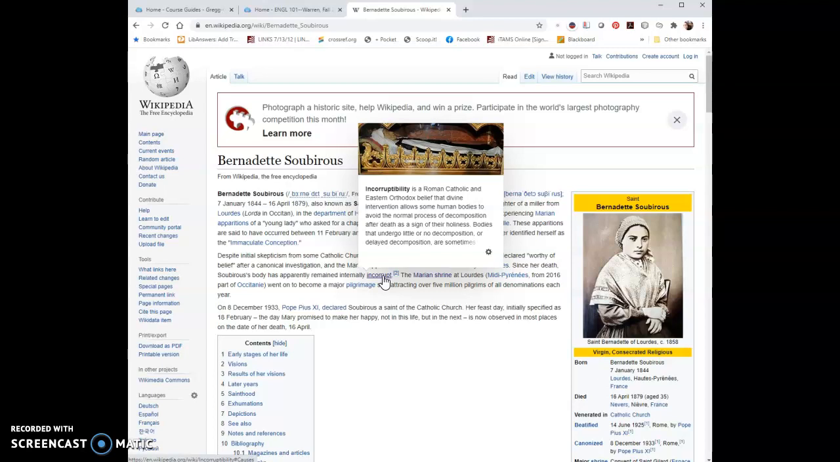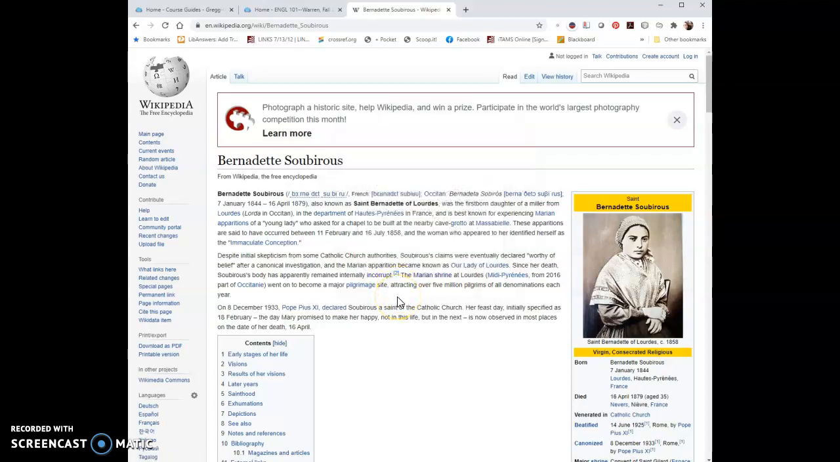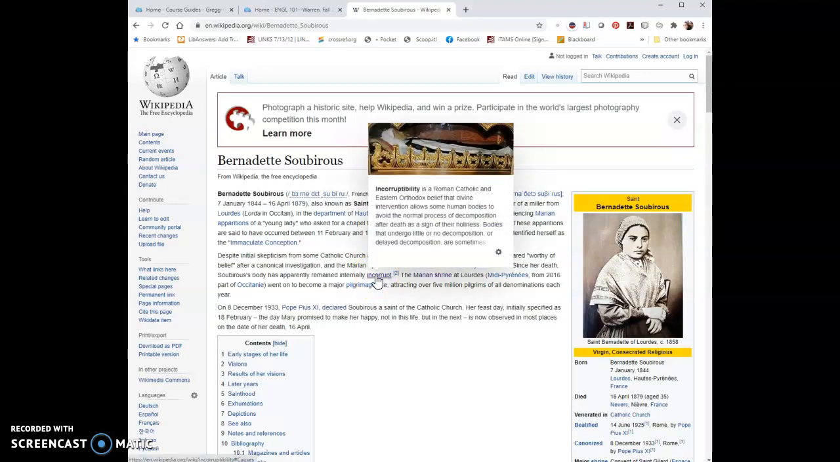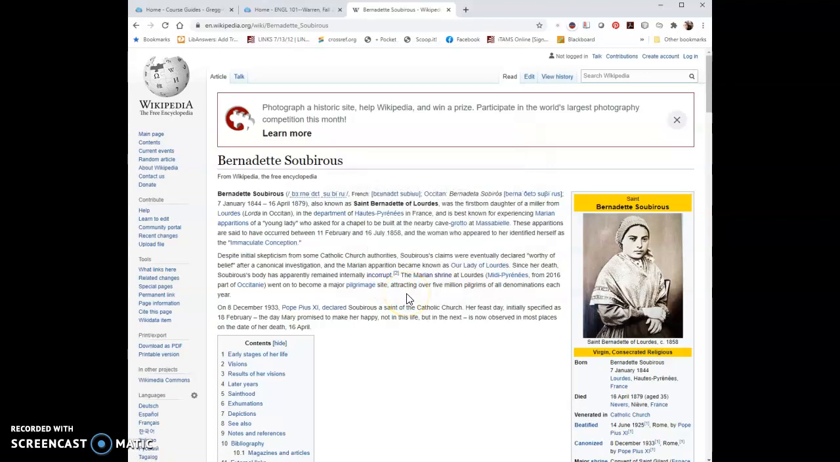Bodies that undergo little or no decomposition, or delayed decomposition, are sometimes... right? And this is the interesting thing about Saint Bernadette of Lourdes: she is an incorruptible. As you keep researching and reading more about it, we have this word corrupt. Also, we have the concept of incorruptibility. These people are also known as incorruptibles, or as having incorruptible bodies, right? So there are all these different ways of expressing this concept. This is probably why she was in the Can of Mystery.